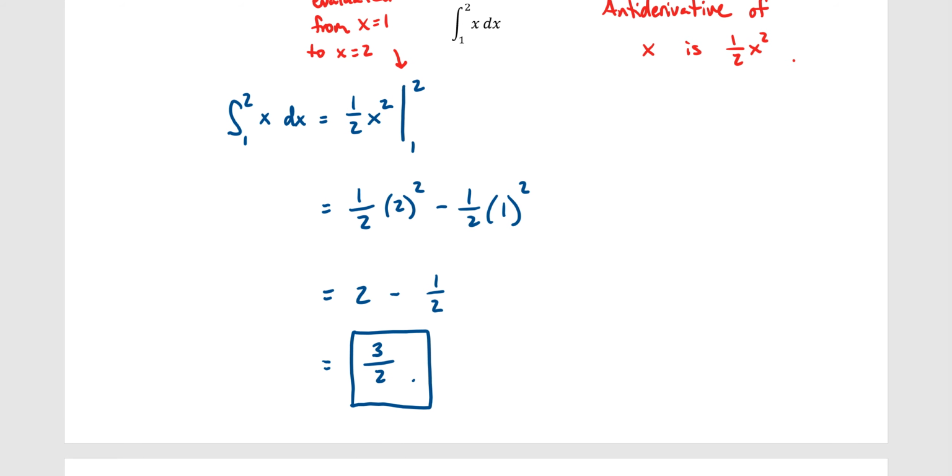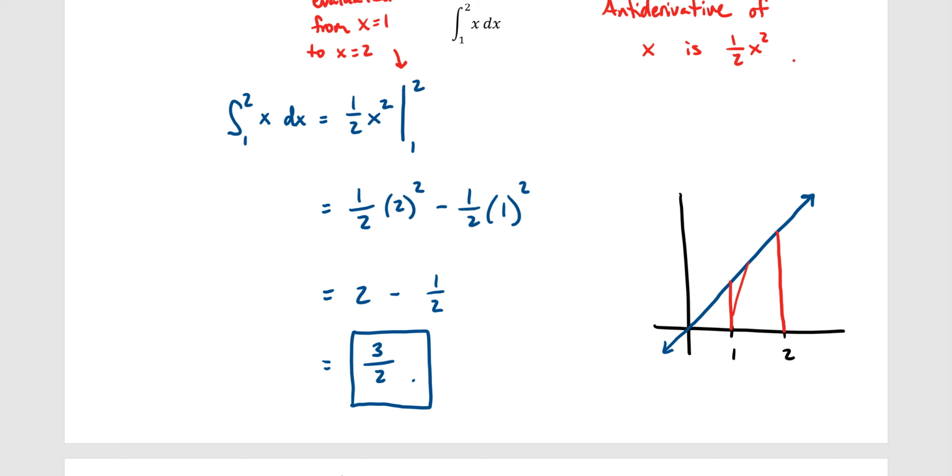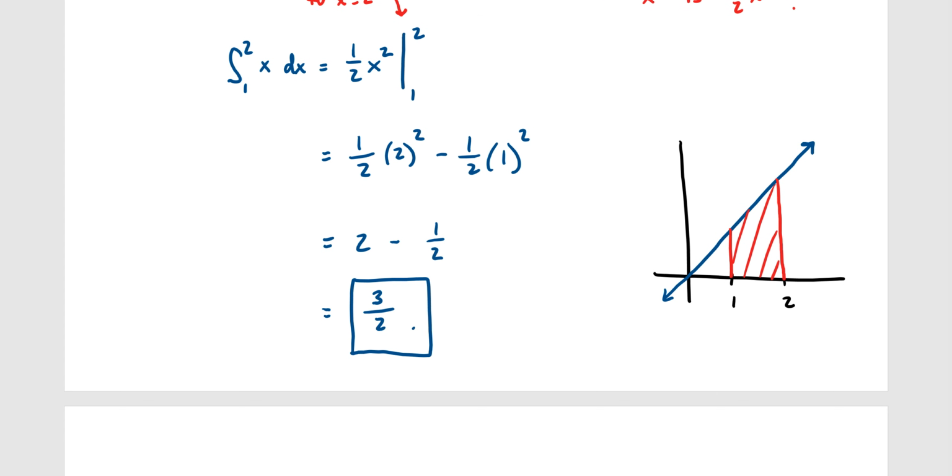Okay, let's go ahead and draw out a graph of what we just did. If we know what the graph of y equals x looks like, it would look something like this: a straight line, slope of 1, y-intercept of 0. And from 1 to 2, that would be this region right here, this filled in shaded region from the curve down to the x-axis. So what we actually just found is that the area of that shaded region is 1.5 or 3/2.